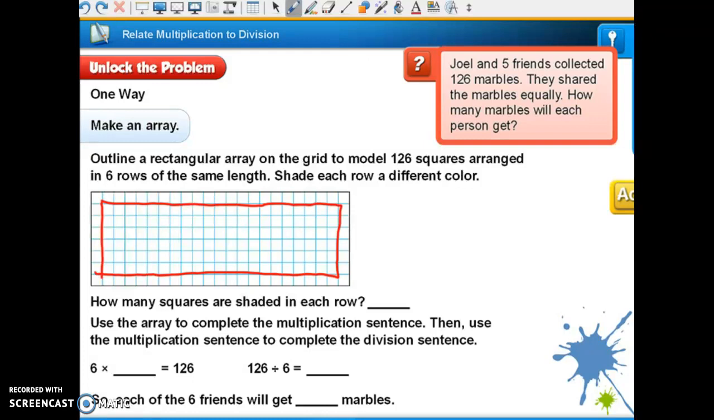And it says, how many squares are shaded in each row? So if we have 6 friends, how are we going to decide how many are shaded? Well, 6 times what is 126? Or 126 divided by 6 is what? Let's do that one. 6 goes into 12 twice, and it leaves us a 0.